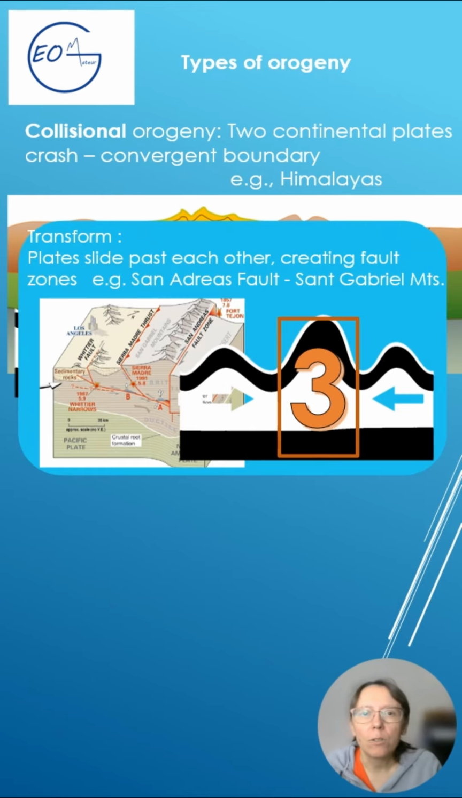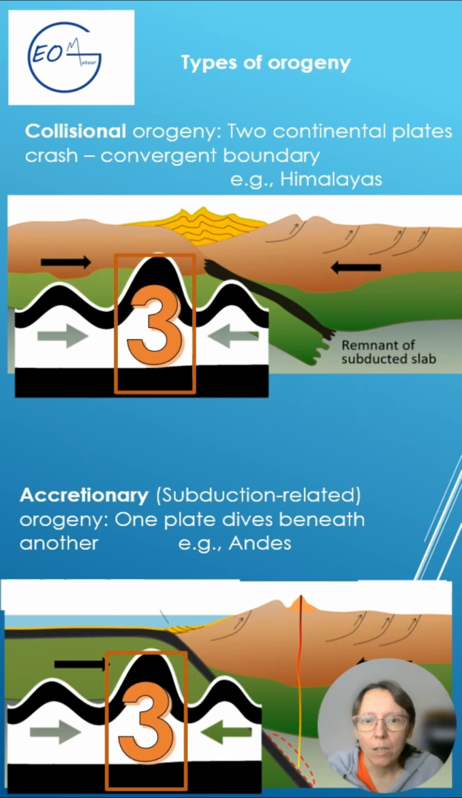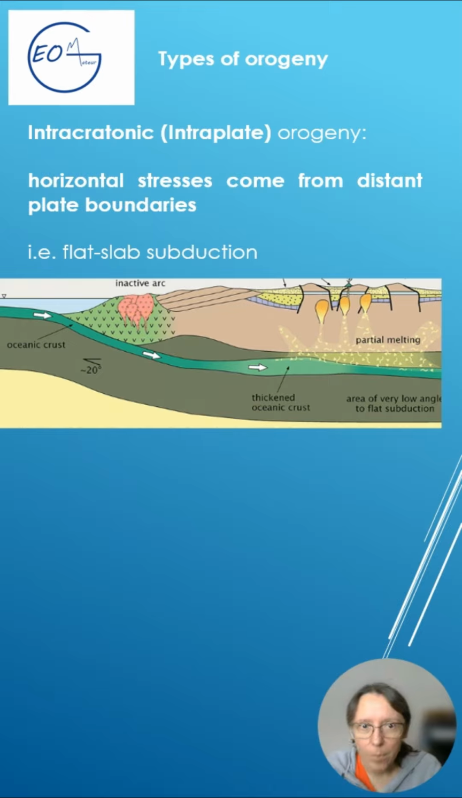Orogens can also form at transform boundaries, but only where the geometry of the fault creates local compression, like in collisional orogeny. If one plate subducts beneath another, there is an accretionary type of orogeny. These two types of orogeny may result in the formation of the third type, intracratonic or intraplate orogeny.